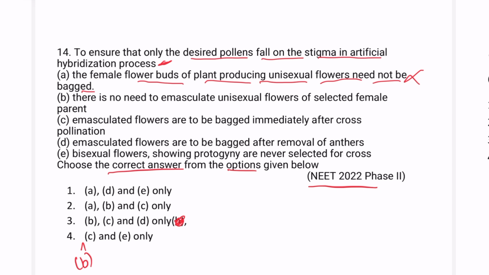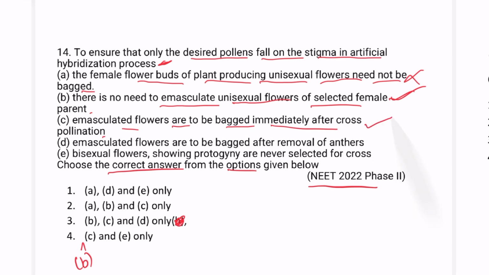So this is the wrong statement. And now if we look at statement B, there is no need to emasculate the unisexual flowers of a selected female parent. Yes, so this is the right statement. And statement C, emasculated flowers are to be bagged immediately after cross pollination.